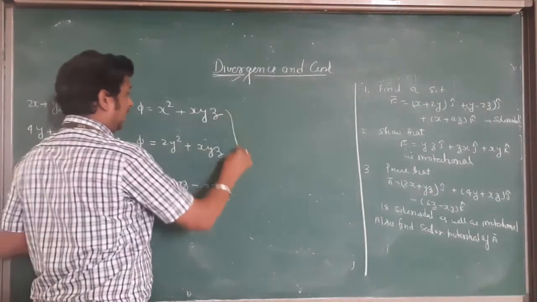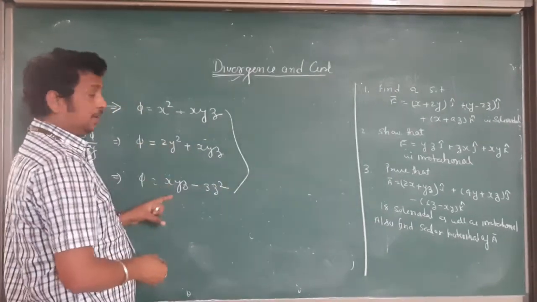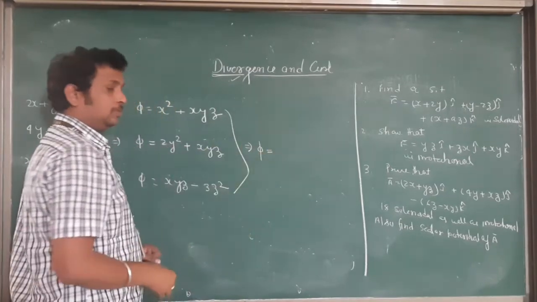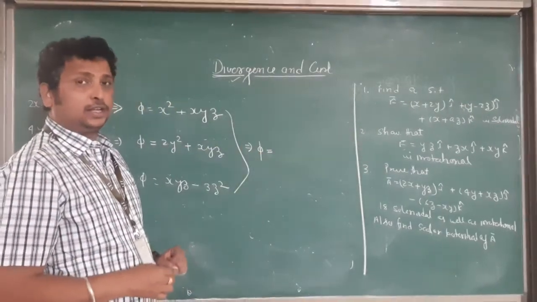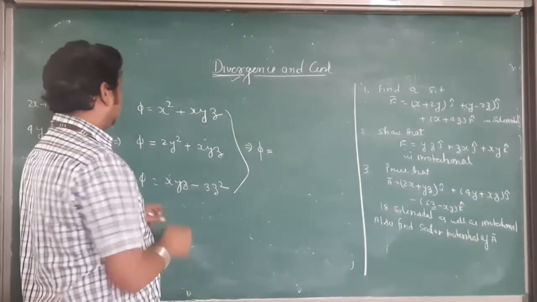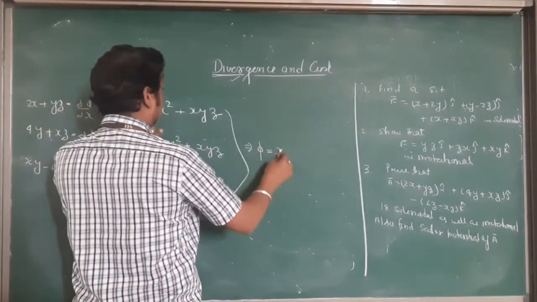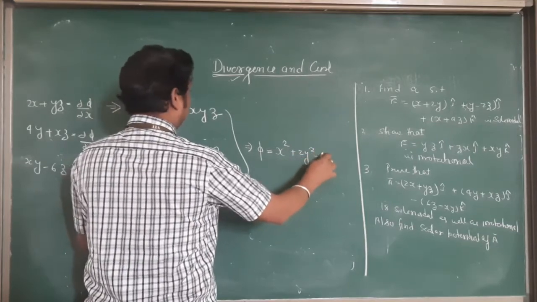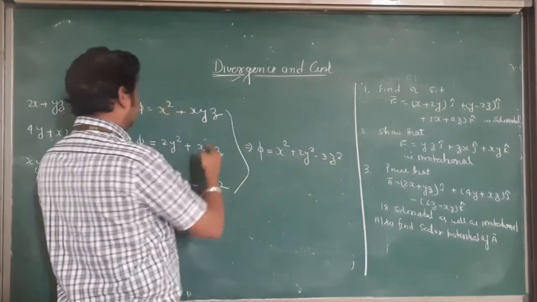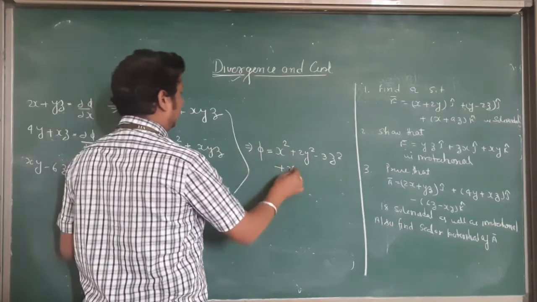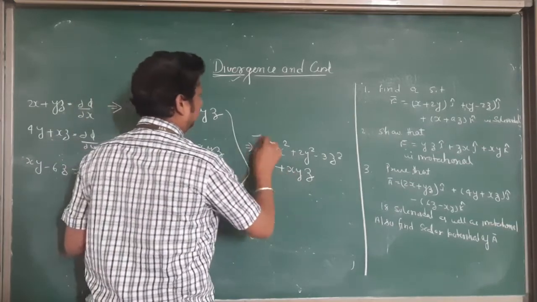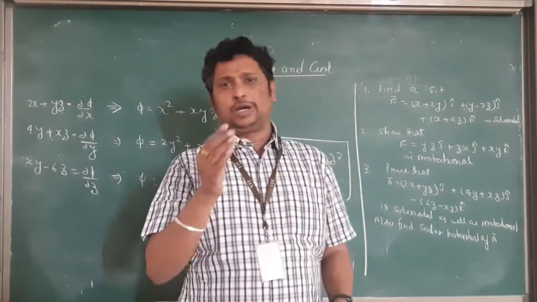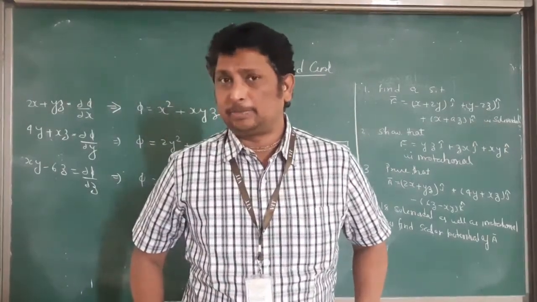Once you get all these three, write the non-repeated factors. So x square is there, nowhere else. x square plus 2y square minus 3z square, and xyz is repeated 3 times, so write only 1 time. Don't write the repeated factor. That is the answer. This is the easiest way. So I hope you understand how we calculate the potential function.